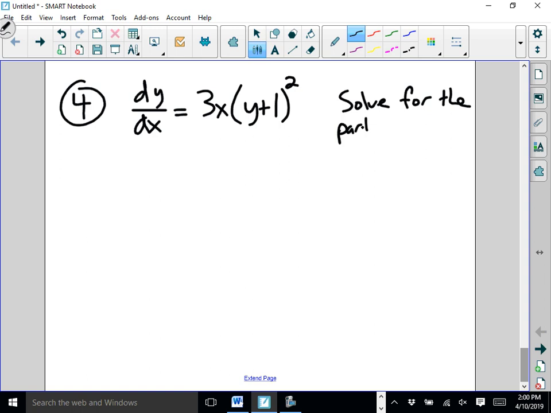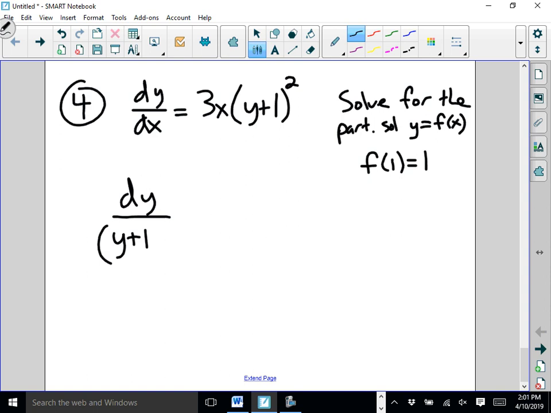Y equals f of x, and my point is f of 1 equals 1. So again, I want to solve this thing, and I start by separating the variables. Okay, here's where we need to be very careful. I'm going to multiply the dx to the other side. I'm going to leave the 3x alone, but I'm going to divide by y plus 1 squared. This is a big, important little number there. Doing that, I get dy over y plus 1 quantity squared equals 3x dx.